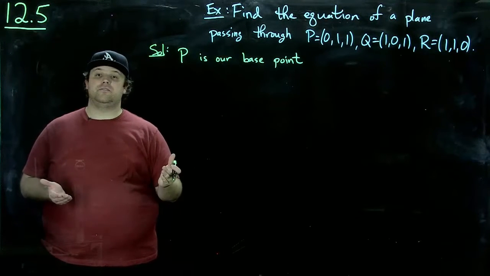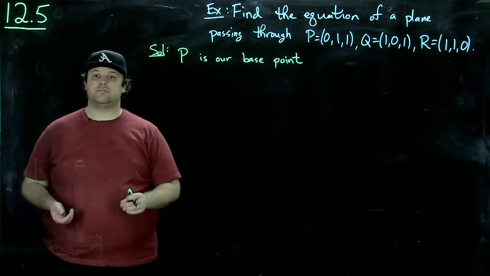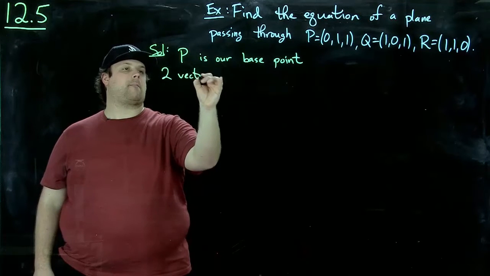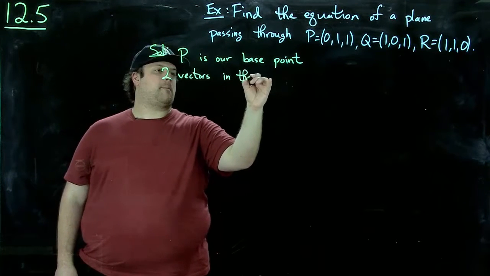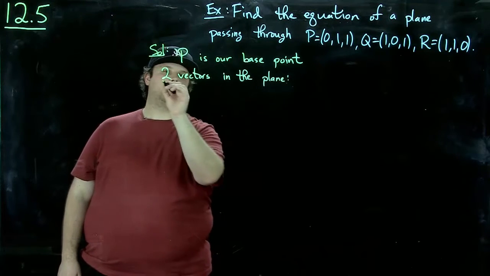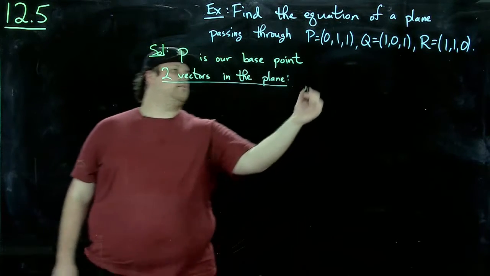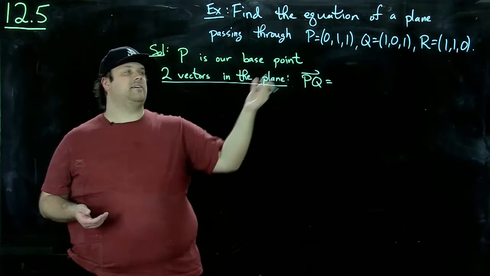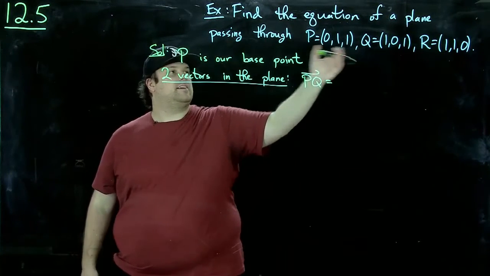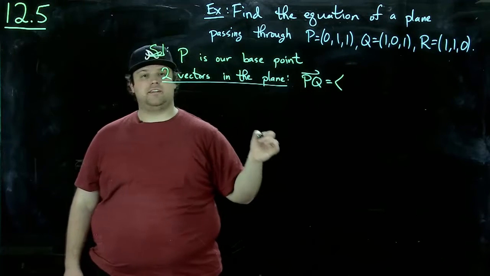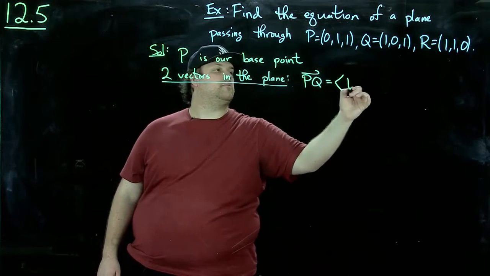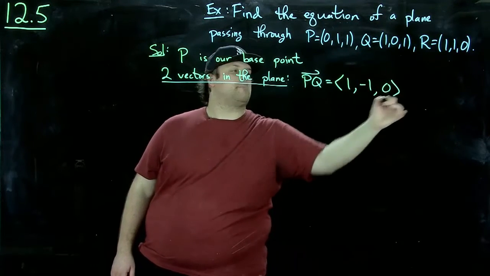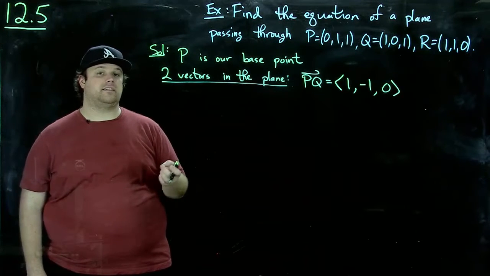So we can get two vectors in the plane by using the direction vectors PQ and PR. We have PQ, and remember, this is just tip minus tail. So Q is the tip, P is the tail. Tip minus tail here will give us 1 minus 0, 0 minus 1, and 1 minus 1. So 1, negative 1, and 0.